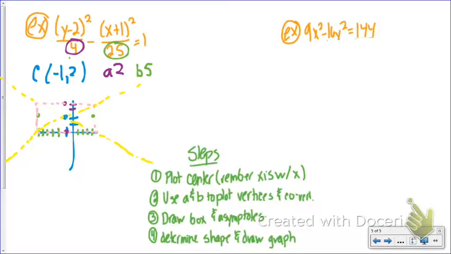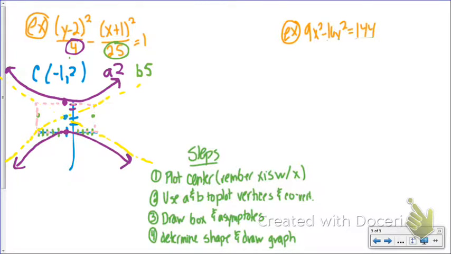And the last thing I do is I determine the shape and I draw the graph. Well, if you remember when we plotted the points, the ones that came first, those were the actual vertices. Because the y comes first, the y comes before the minus sign, this hyperbola is going to go up and down. So I'm actually going to touch those purple vertices.